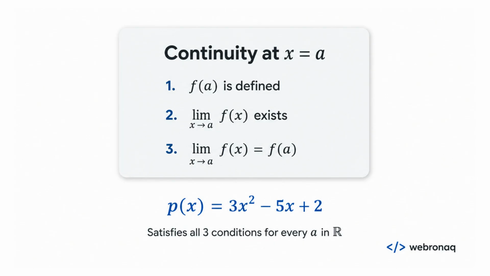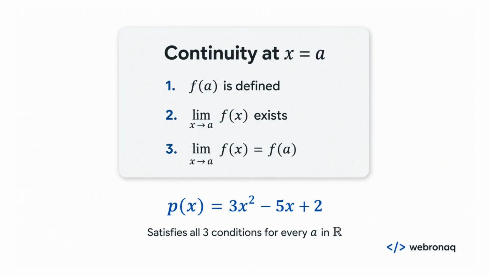Now here is the key insight for polynomials. Take any polynomial p of x. Because polynomials are built only from addition, subtraction, and whole number powers of x, we can always evaluate them by direct substitution. Plugging x equals a gives a real number, the limit equals that same number, and all three conditions are satisfied automatically at every single real number a. No exceptions, no special cases.